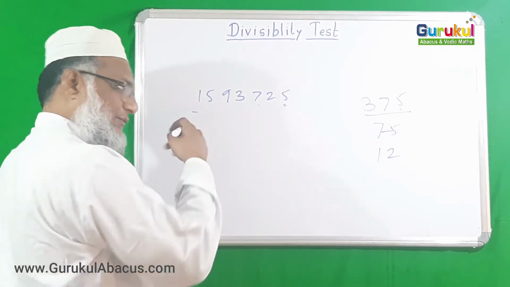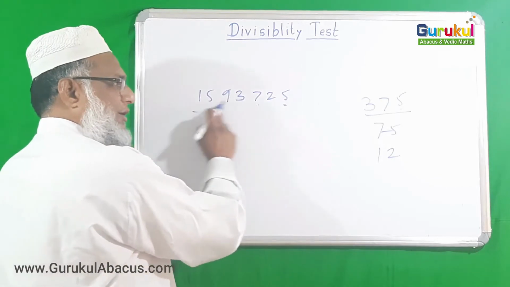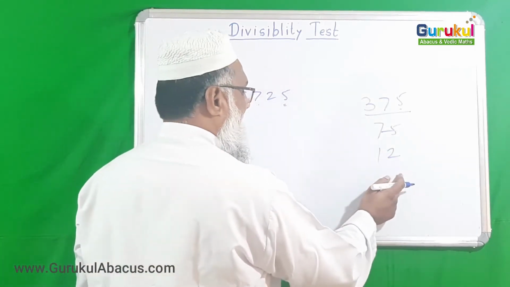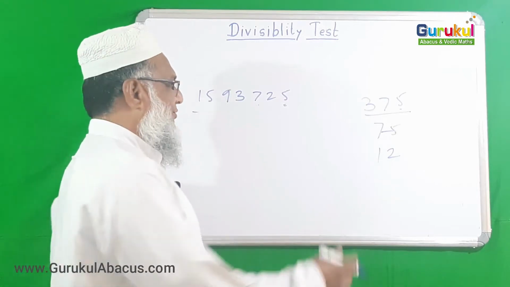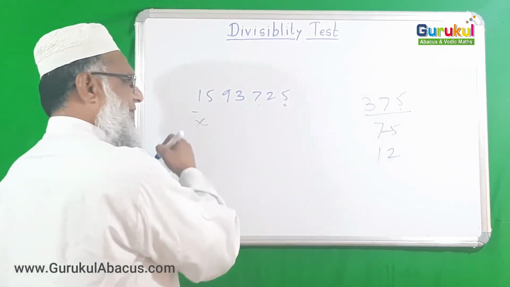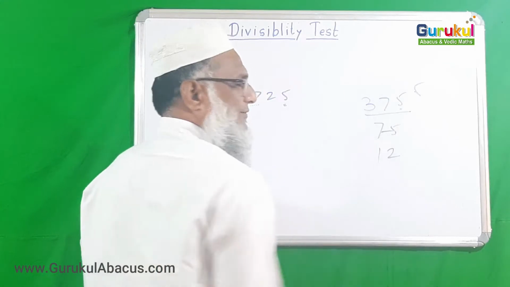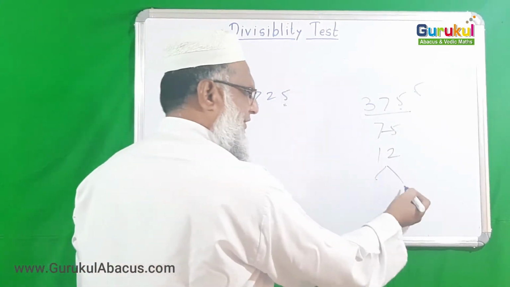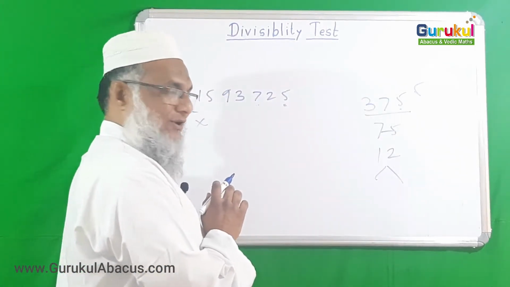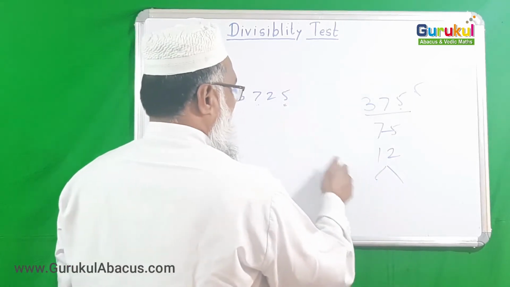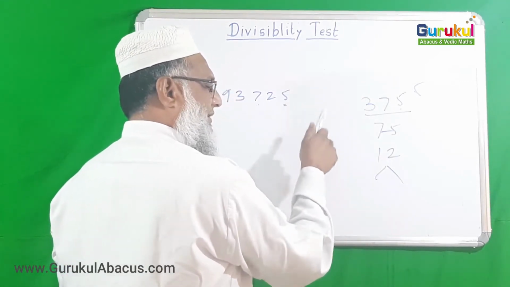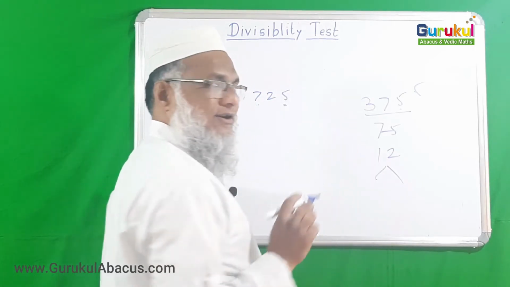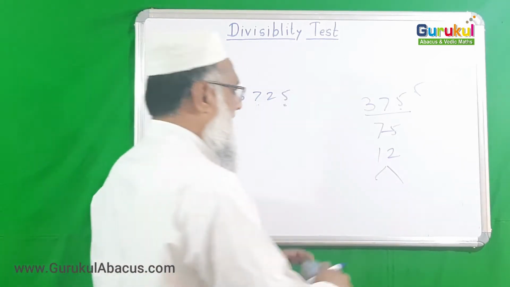If I know one rule, any odd number cannot be exactly divisible by any even number. So directly we can say this number is not exactly divisible by 12. The test of 12 you never need to check here, because definitely an odd number is not exactly divisible by any even number. Okay, so no problem.